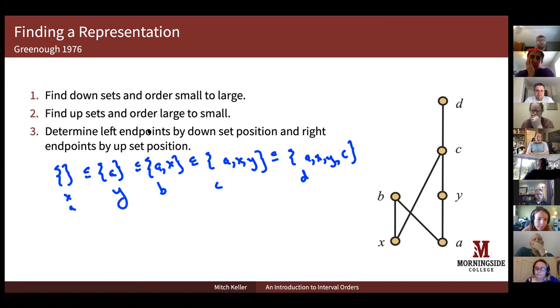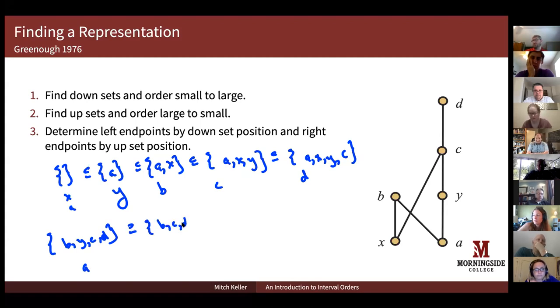Now we're going to find the upsets and order them from largest to smallest. So let's see, A has the largest upset, which is B, Y, C, and D. Right, if we go up from A, we get B and Y and C and D. X's has B, C, and D.